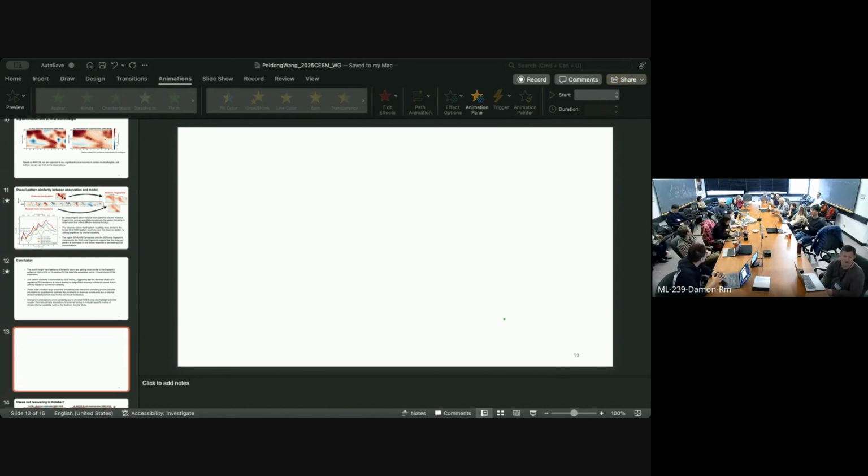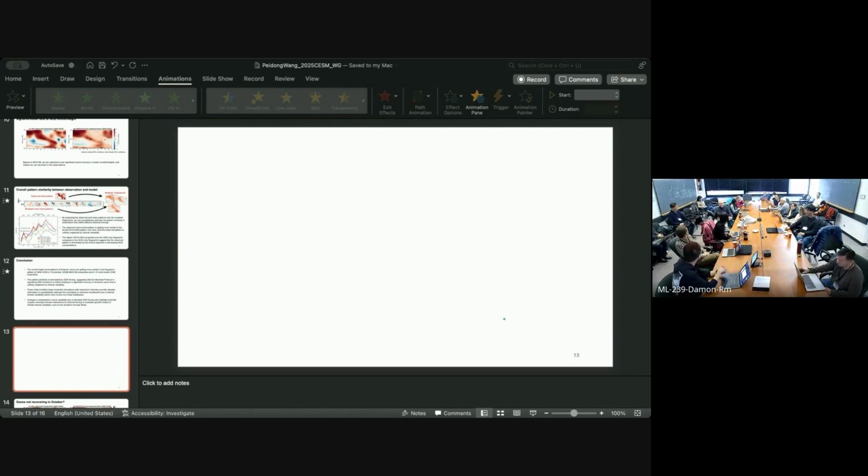Any questions? Yeah, I have a quick question. When you say project onto certain model patterns, is it just a dot product of the two patterns, or a pattern correlation? I'm just calculating the uncentered covariance between the two patterns. Oh, okay. Of the whole domain? Yeah, for the whole domain. Okay, thanks.